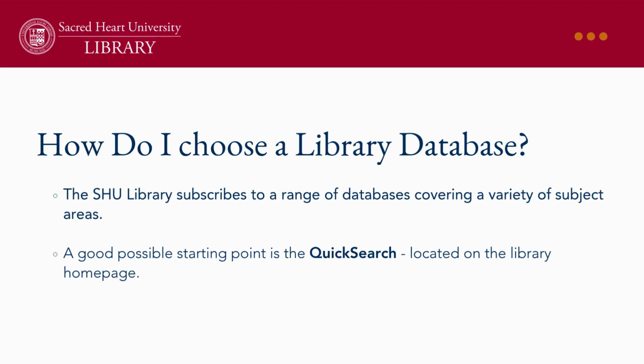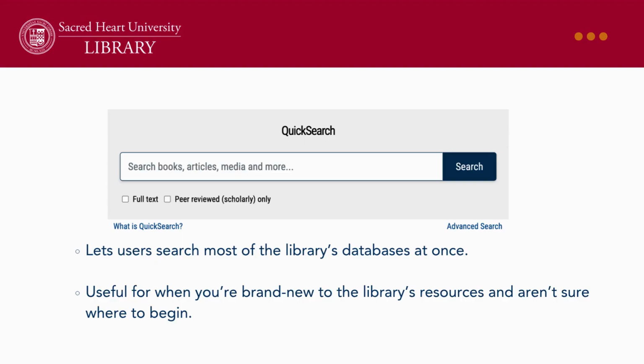When it's time to choose a database or databases for a research project, know that the SHU Library subscribes to a wide range of databases that cover a variety of subject areas, such as business, humanities, and the health sciences. A good possible starting point for any research project is the Quick Search tool located right on the library homepage. This tool lets users search most of the library's databases all at once.